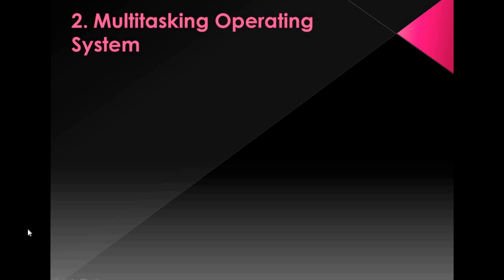Next we'll move on to the second type of operating system, that is multitasking operating system. As you can know from the name itself, multitasking means doing more than one task at the same time.